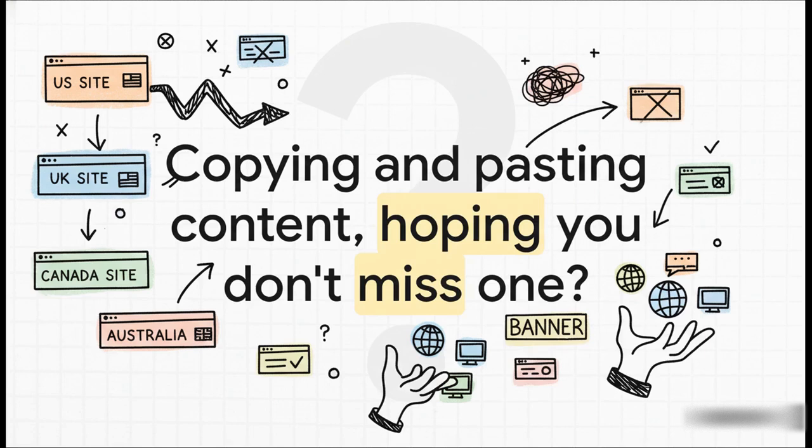You update a promotion on your US site, then you have to remember to do it for the UK, Canada, Australia, and the whole time you've got that nagging voice in the back of your head. Did I miss one? Did I forget that tiny bit of legal text somewhere? It's not just slow, it's a huge risk.